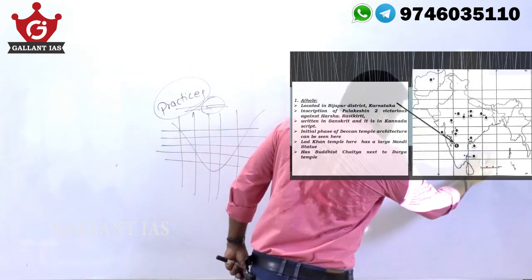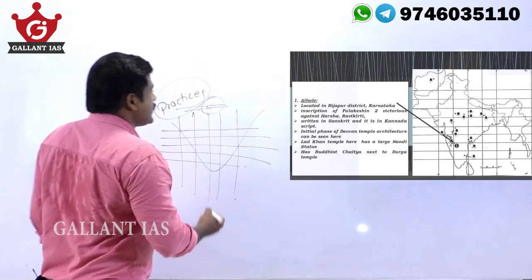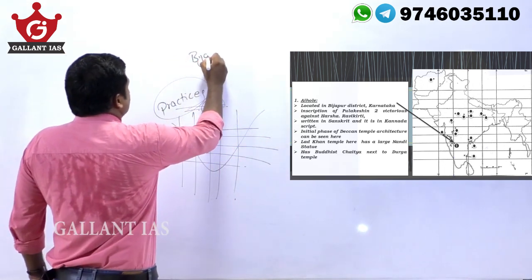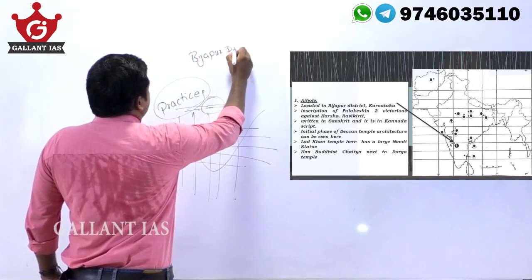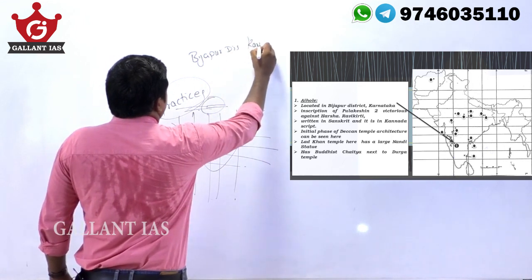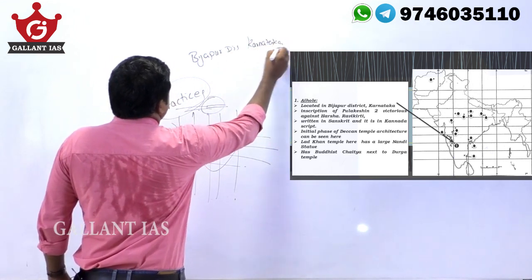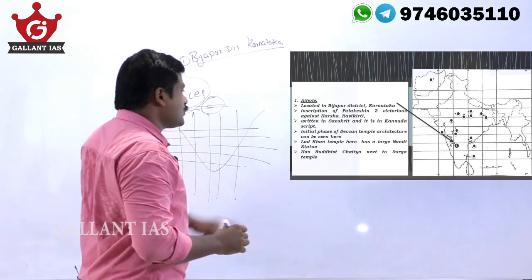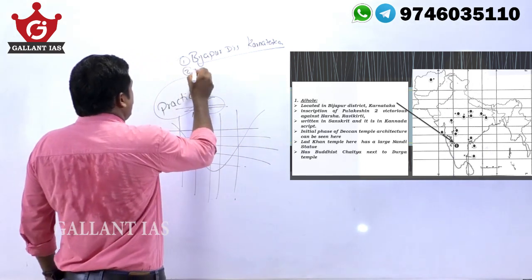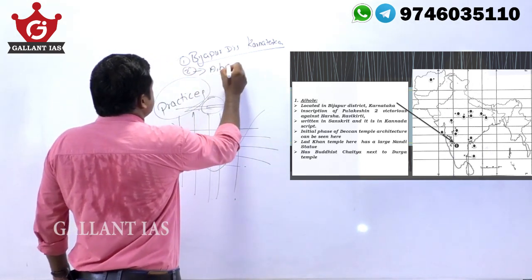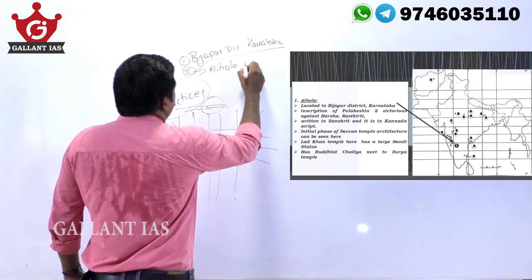Okay, the site is in Karnataka, in the Bijapur district of Karnataka, first point. Second point, I said that Aihole is also popular for the Aihole inscription.